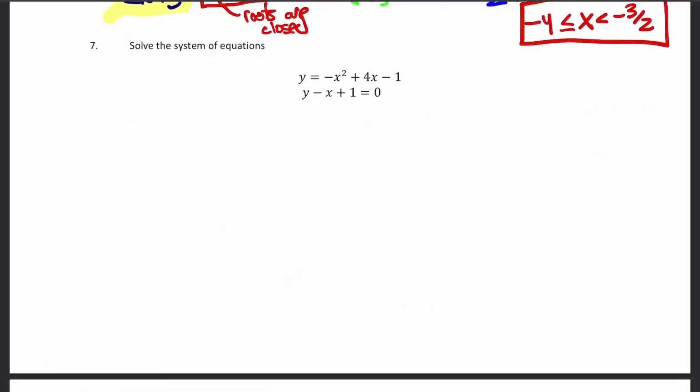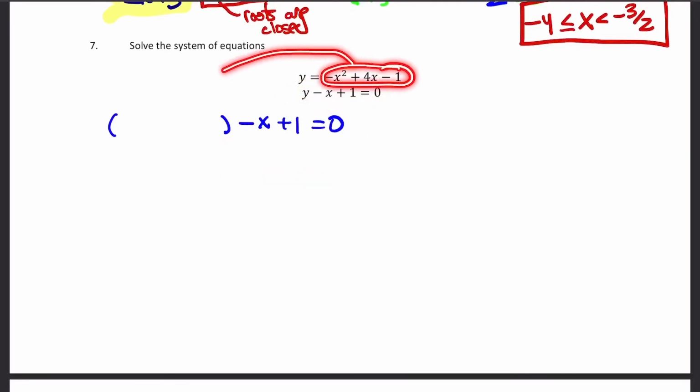In question 7, we're going to solve the following system algebraically. What I notice here is that the top equation is already solved for y. And what I'm going to do is take that and plug it into the y in the other equation. And when I rewrite it, don't think of the y as a y, think of it as input. So I have input minus x plus 1 equals 0, and that's this equation right here. Now I'm going to substitute this expression in for the y. So that's negative x squared plus 4x minus 1.